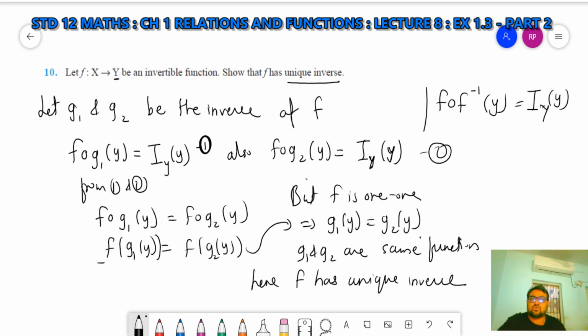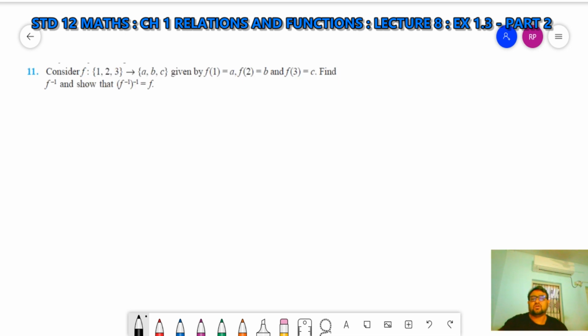Now let's move to the next one. Question 11: consider f: {1, 2, 3} → {a, b, c}. So this is the domain and this is the codomain. Given by f(1) equal to a, f(2) equal to b and f(3) equal to c. Find f inverse and show that (f inverse) inverse is equal to f. Okay, now say f(1) equal to a, f(2) equal to b and f(3), sorry, it's 3.